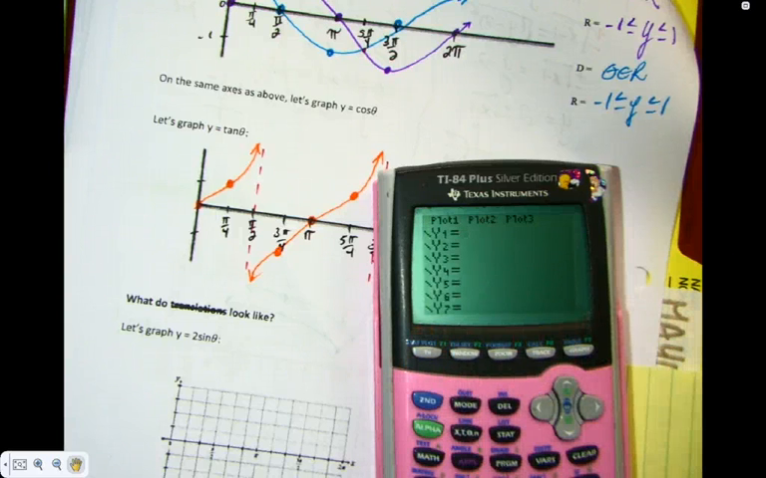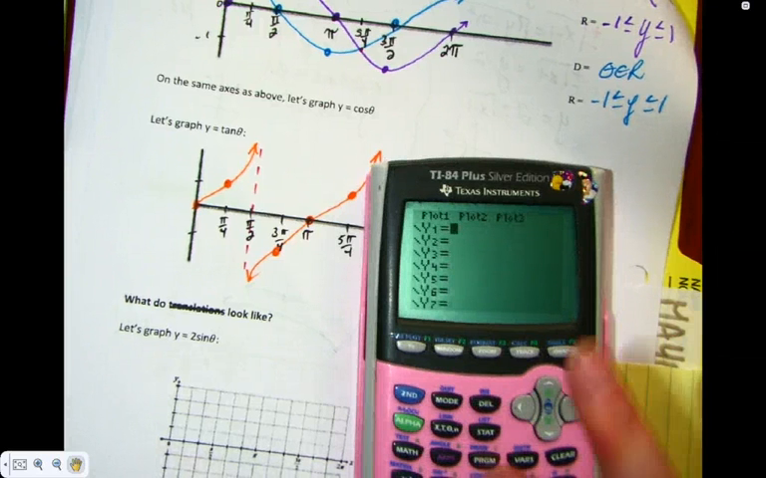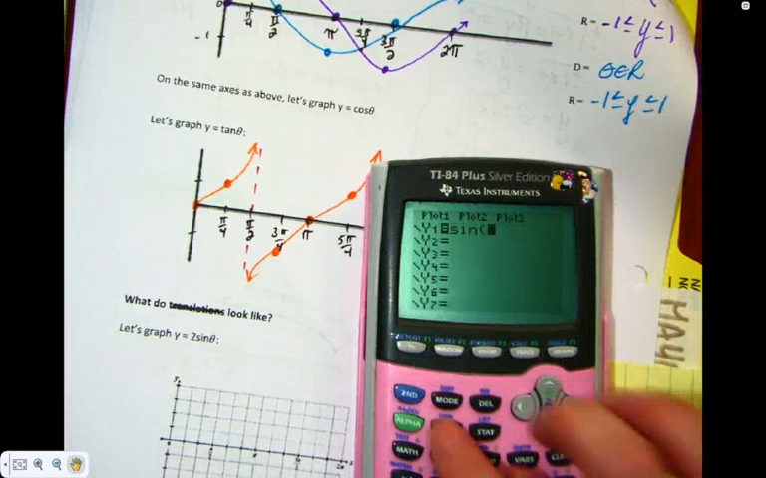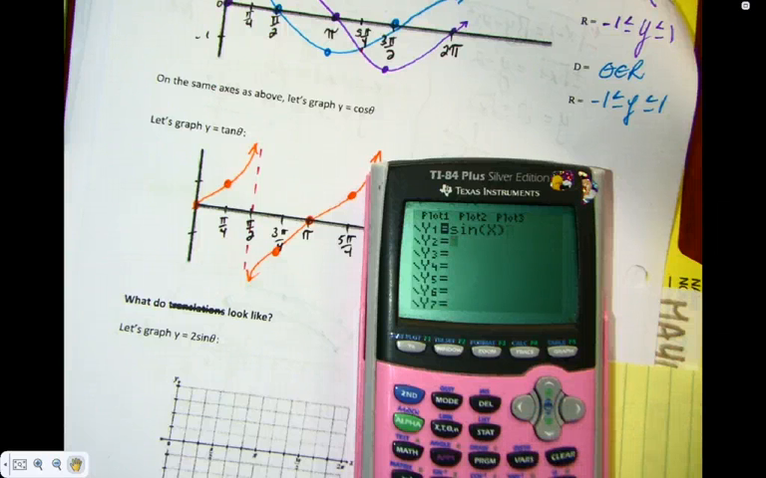Go into your y equals. If you've got any functions, clear them out. I'm going to put sine x into y1. And then I'm going to jump down and put cos x into y2. No, tan we're going to do separately because, again, he looks so different. I just want to compare first sine to cos.